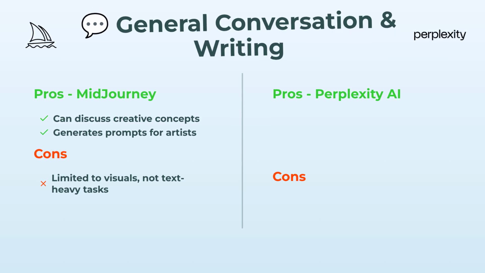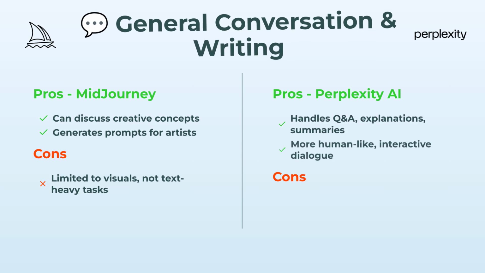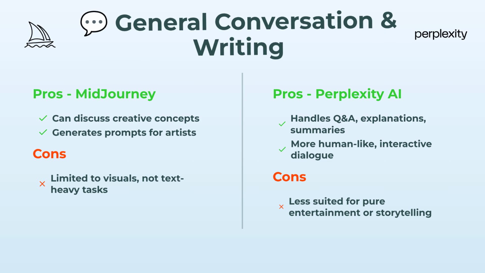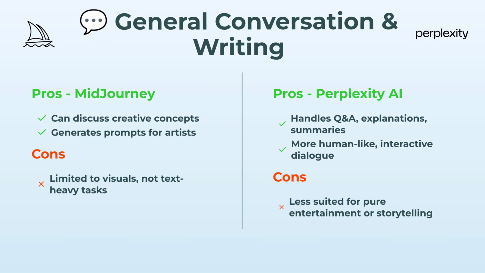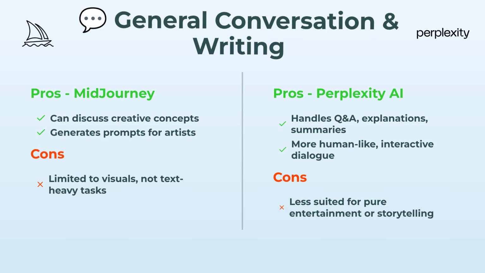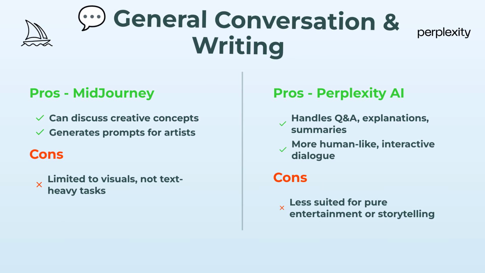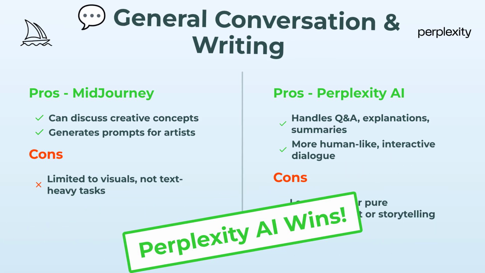Perplexity AI shines here. You get Q&A, explanations, summaries, and the conversations feel superhuman and interactive. It's like chatting with that one ultra-smart friend in your group. Though, fair warning, if you're just after some entertainment or wild storytelling, there are better tools. But between these two, Perplexity's got the edge.